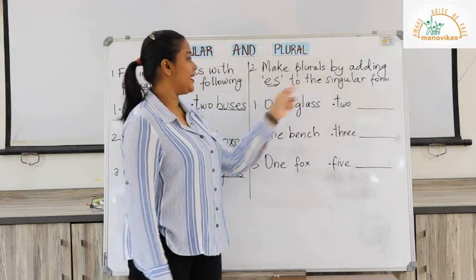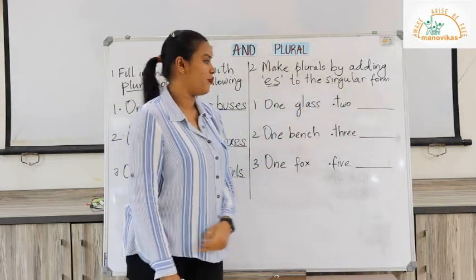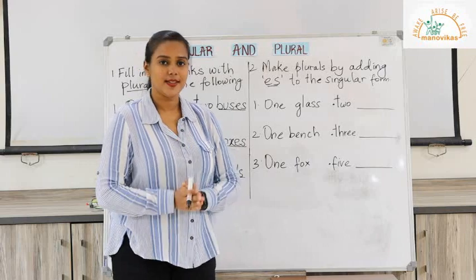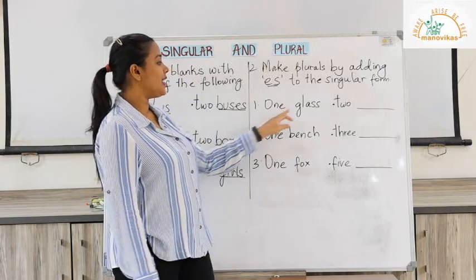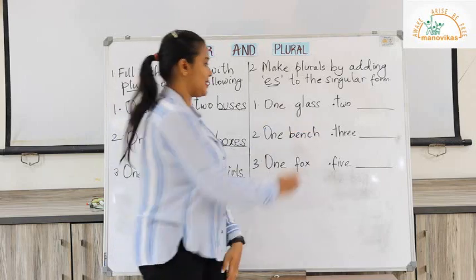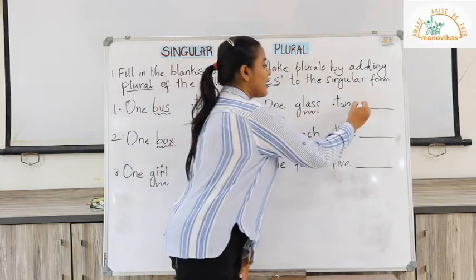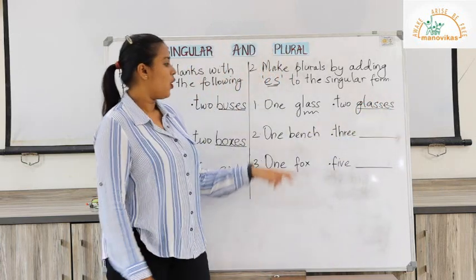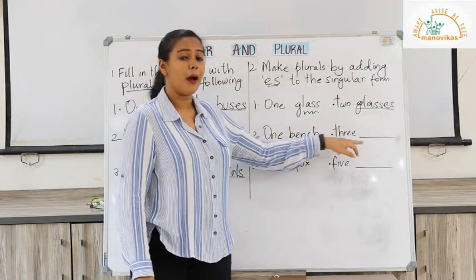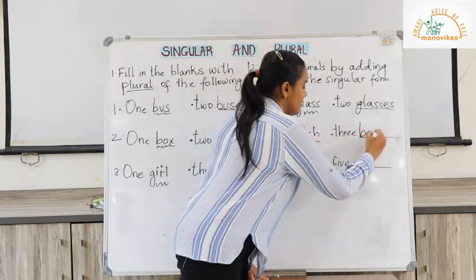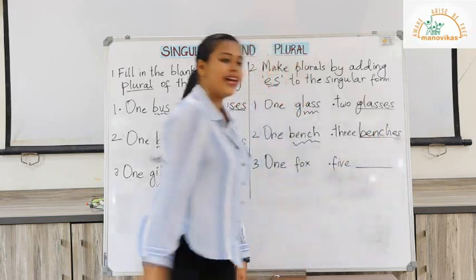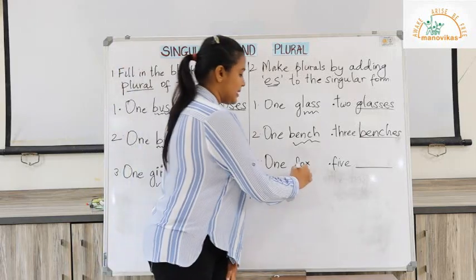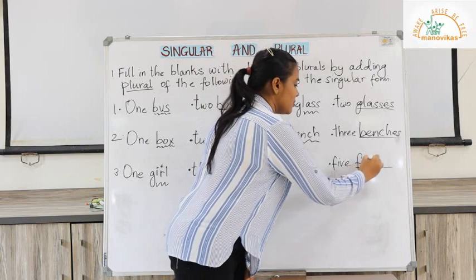Let's move on to the second exercise. Make plurals by adding es to the singular form. If you want to add es, it means the words are going to end with a hissing sound. The first one, glass. One glass. Two glasses. One bench. Three benches. And the last one, fox, five foxes, since this word ends with a hissing sound.